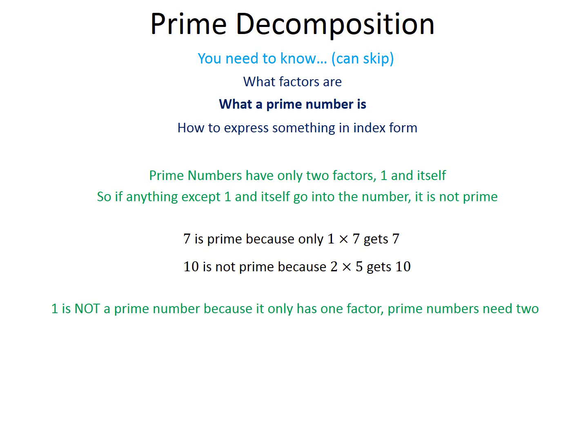Now we should note 1 is not considered a prime number because it's only got 1 factor, and prime numbers are meant to have 2. Now there's been some question over the course of history whether 1 should be called a prime number or not. We're going to side with the consensus, and we're going to say it's not. Pretty much everyone nowadays agrees that it's not, and so that's what we're going to go with.